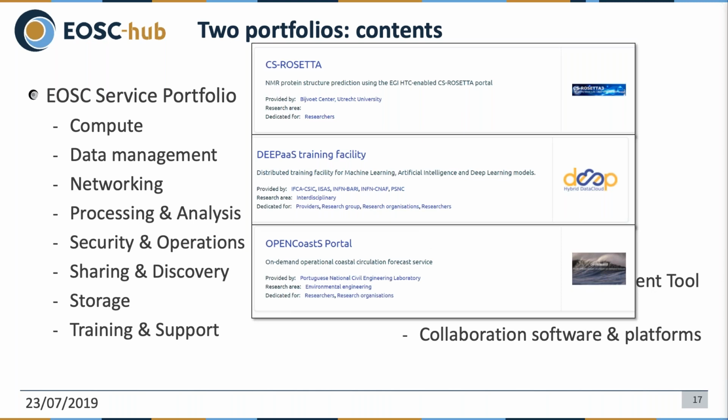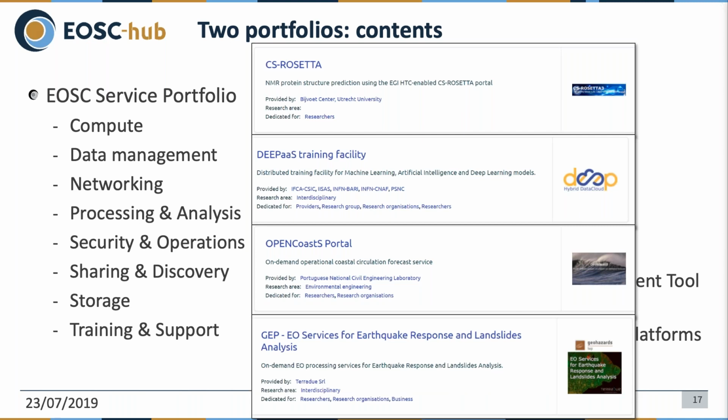I quite like the look of this one, on-demand operational coastal circulation forecast service. This is from the Portuguese National Civil Engineering Laboratory. So I think this is a service which is predicting coastal tidal patterns, basically. So this is for the environmental engineering community. So this is a thematic service, as is the last one.